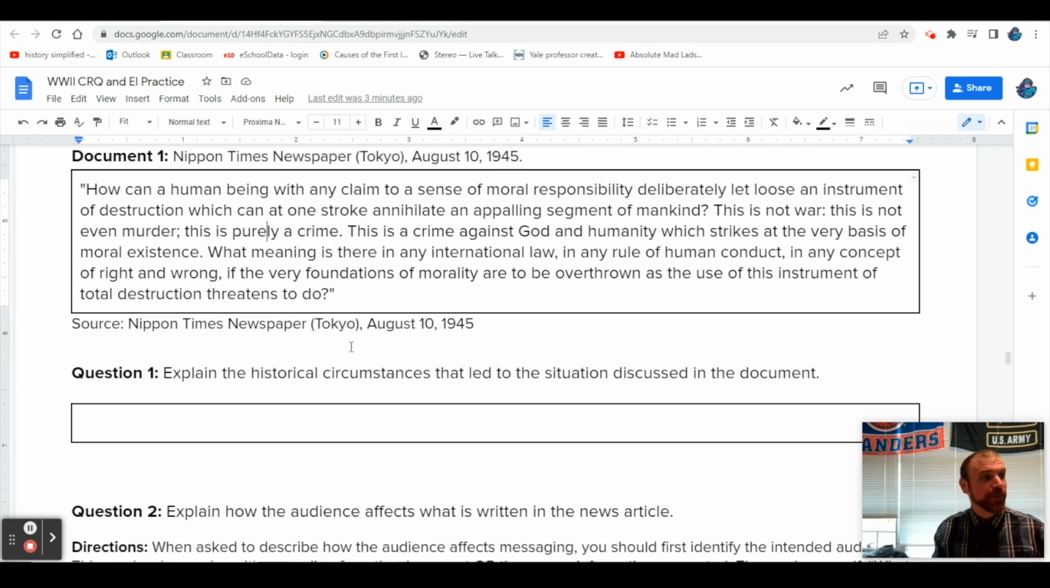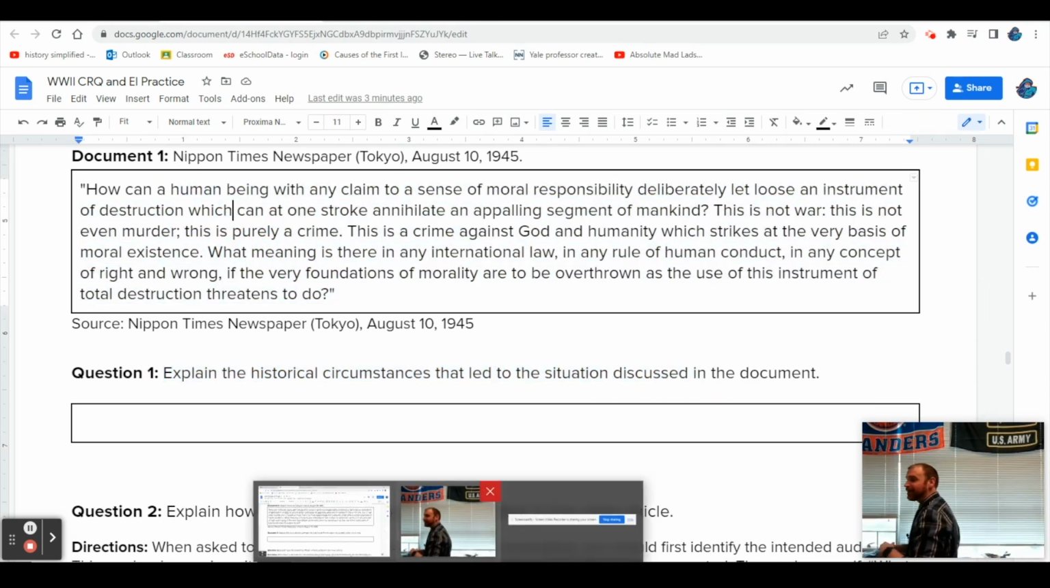So what I want to do before we end for today is explain the historical circumstances that led to the situation discussed in the document. So the situation discussed in this document is, again, the United States using the atomic bomb. If you get a question about historical circumstances, we got to describe how we got to that point. Like, what happened in history that would explain why we use the atomic bomb, right?